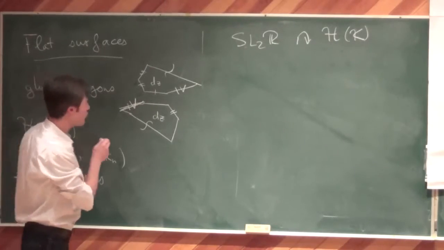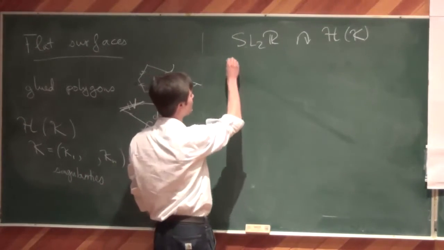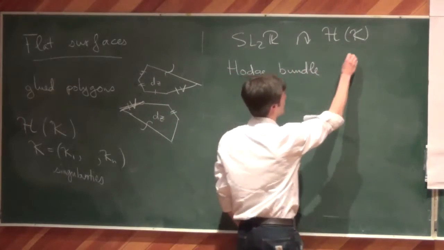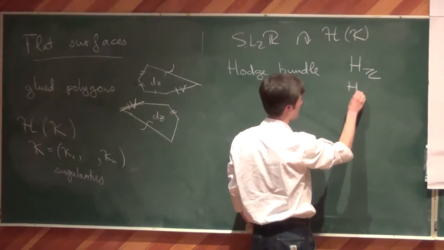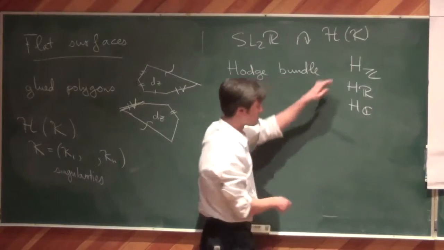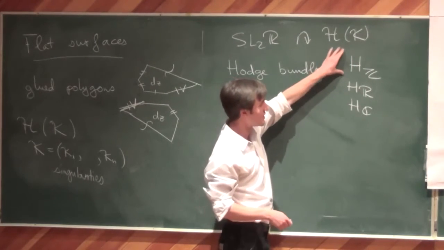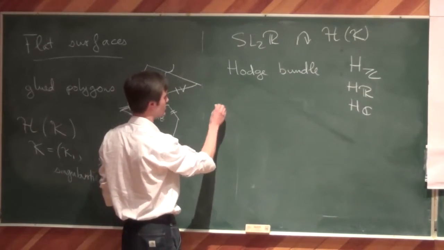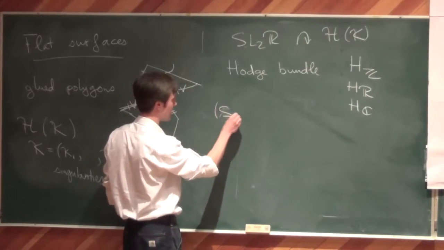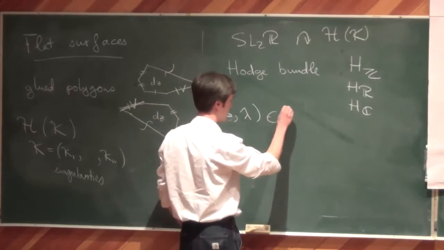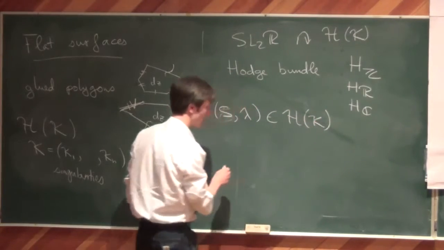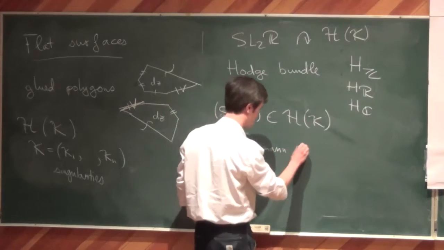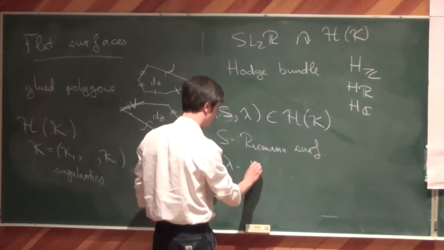But the important thing is that you also have the same structure as before, so you have what people call the Hodge bundle. This is the same object but with different coefficients. The lattice is just as above, so when you glue these guys together, you get a surface, which I denote by (S, lambda). This is in the stratum, and S is a Riemann surface, and lambda is going to be a holomorphic one form.